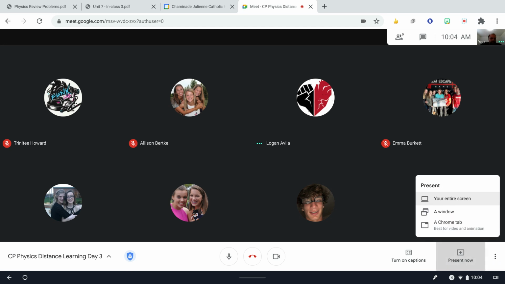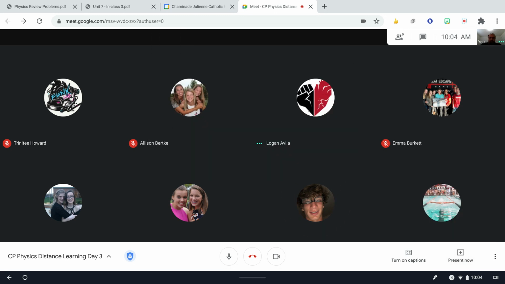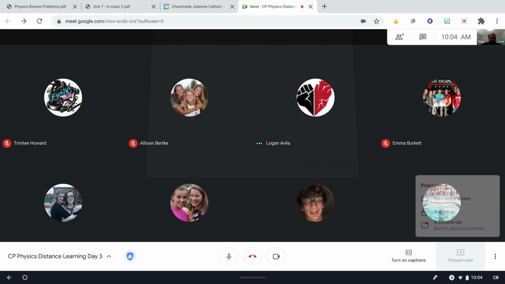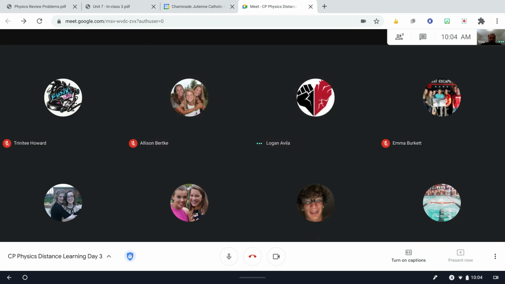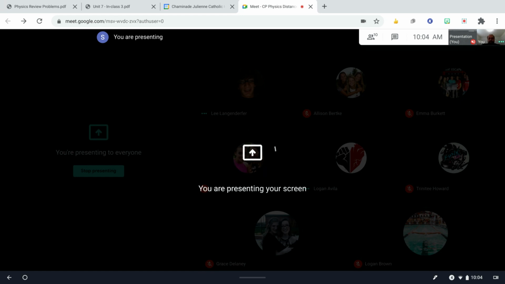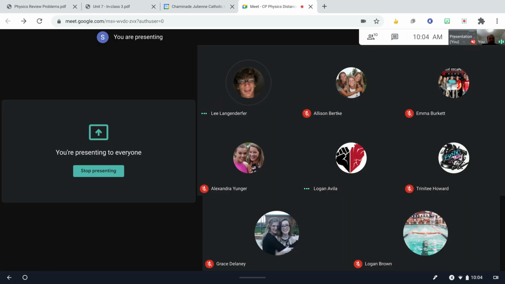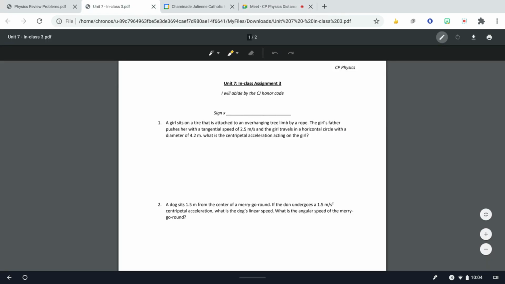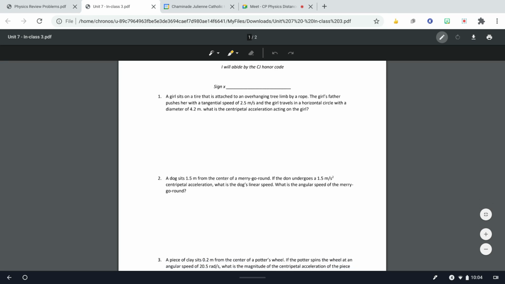A Chrome tab, or let's just do the entire screen. Are you all able to see it? It may not work. Are you all able to see what's happening on my screen now? Yes. Okay. Right. And can you now see the in class assignment? Yes. Okay.